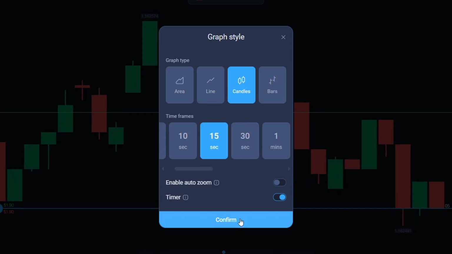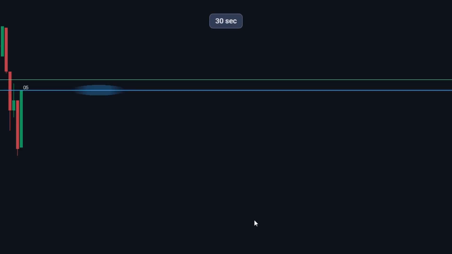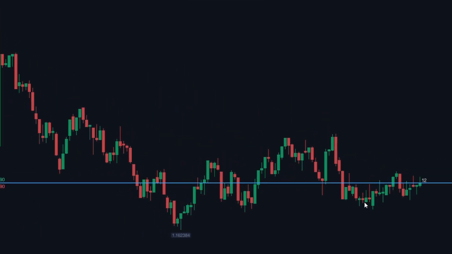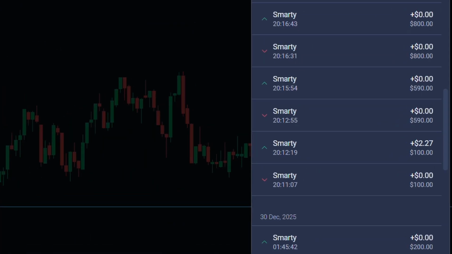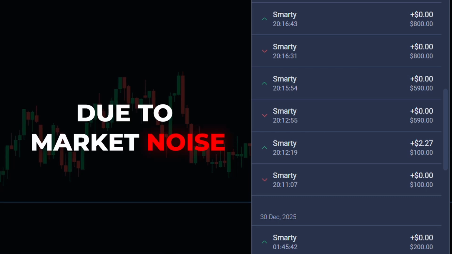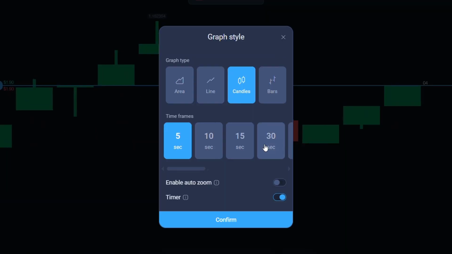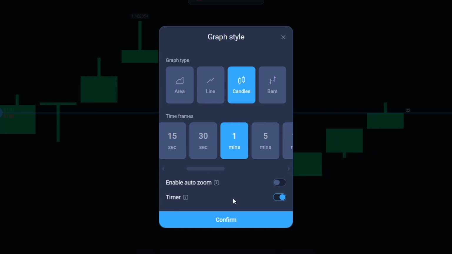Another common mistake beginners make is using very small timeframes with longer trade durations, thinking it will give them more opportunities. While this may seem like a good idea, in most cases, it leads to losses due to market noise. The simplest way to avoid this is by using slightly longer candle timeframes.